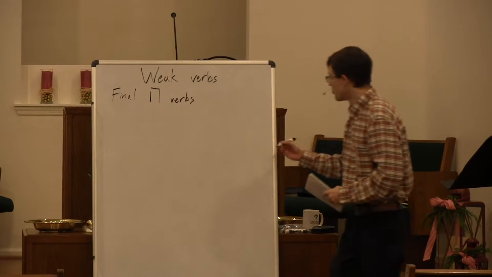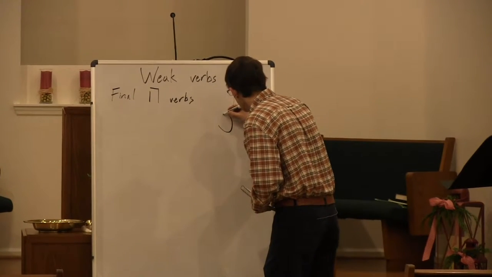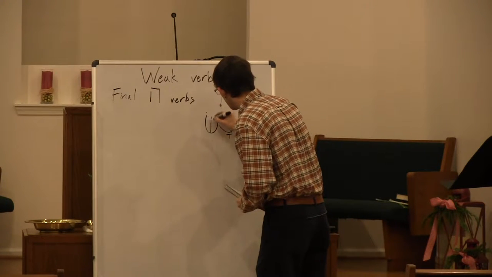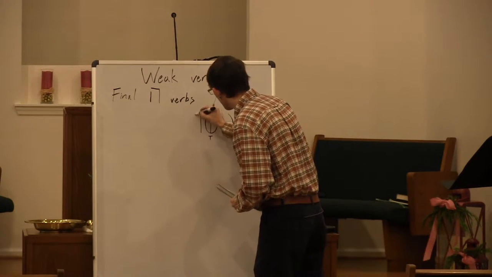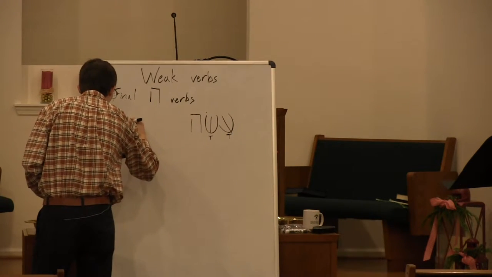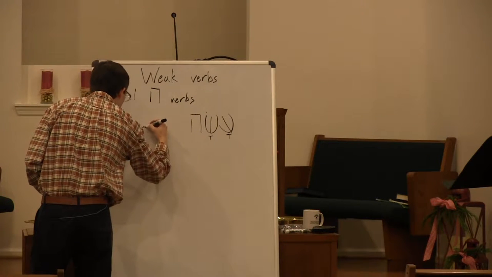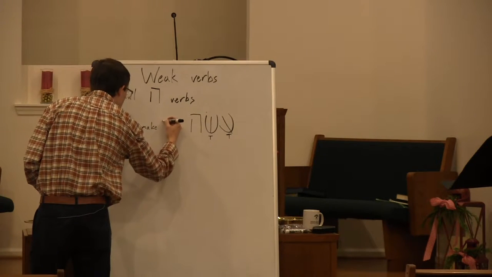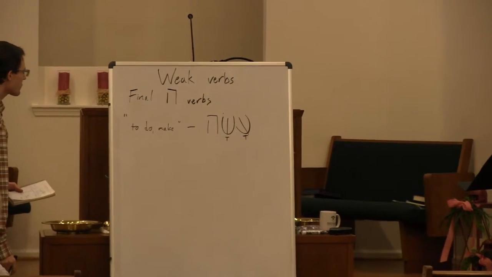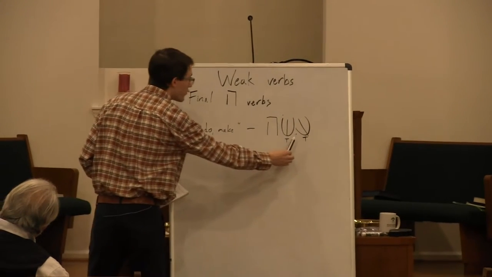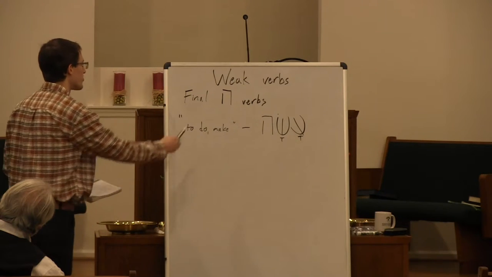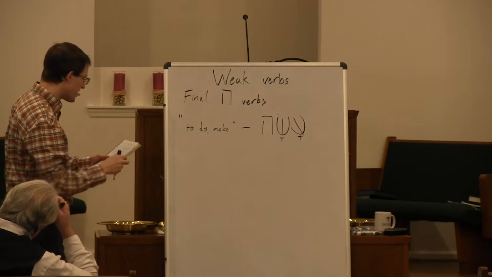A final hey verb would be, how about this one? Asa. This is a good one to know. It's to do or make. This one appears all the time in the Old Testament. To do or to make, asa. And that was another interesting one because you have a guttural as the first ground form consonant, and you have another guttural, and it's a weak one, final hey verbs.